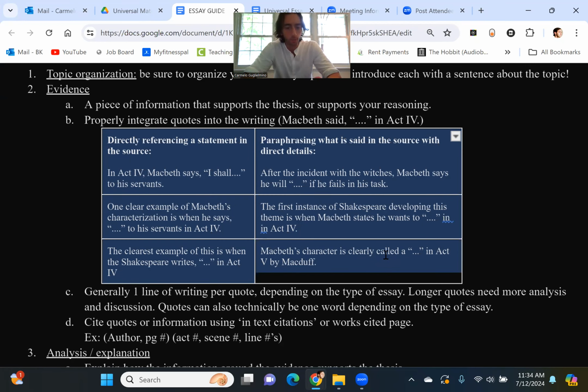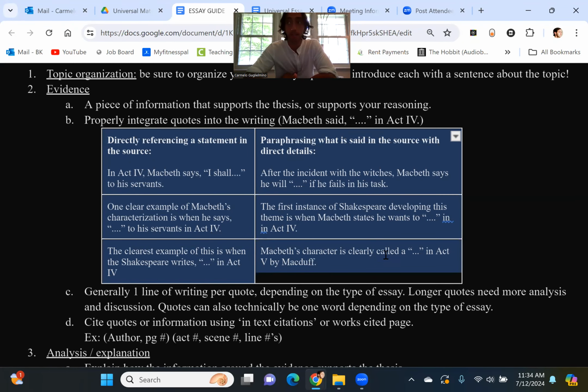There are a lot of different ways you can integrate that into your writing. One thing I don't want you to ever do is begin your sentence with a quotation from the text and then end the sentence when the quote ends. In other words, you just slap the quote in the middle of your writing. That's not a proper way to write. You want to actually integrate the quote into your writing somehow.